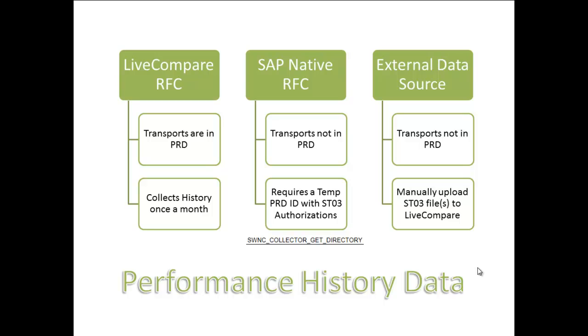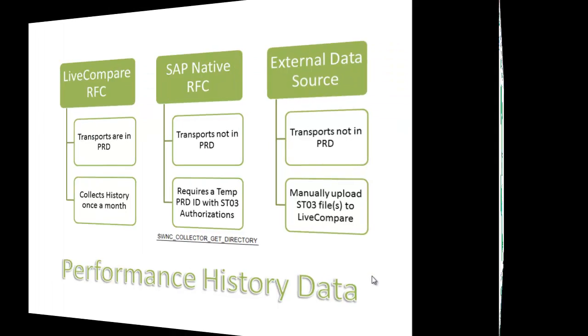And the third option is, if you don't have those LiveCompare transports in production and you can't get a production ID with ST03 authorizations, you can ask somebody to run SAP transaction ST03 and export the usage file and then import that file into LiveCompare. Let me show you an example of each method.